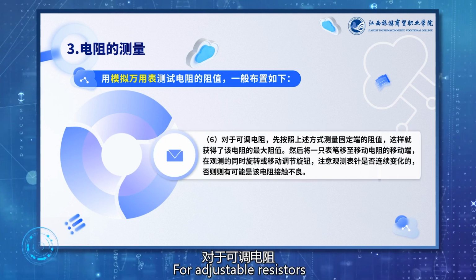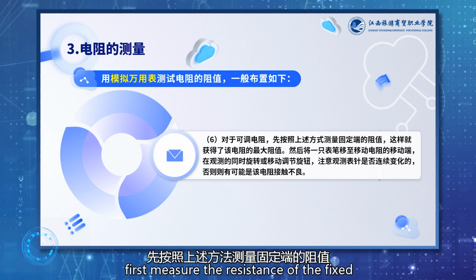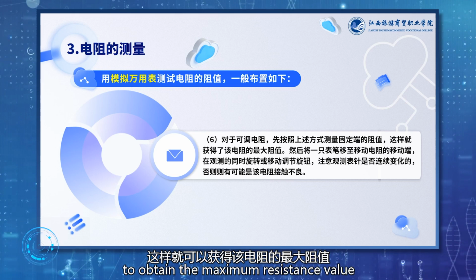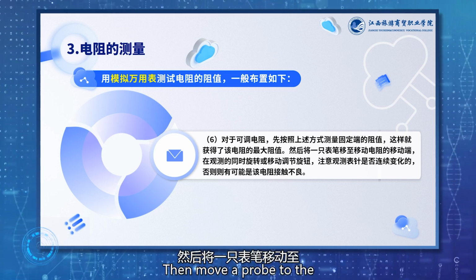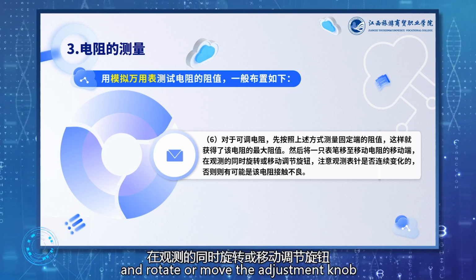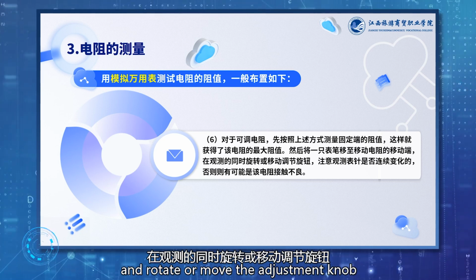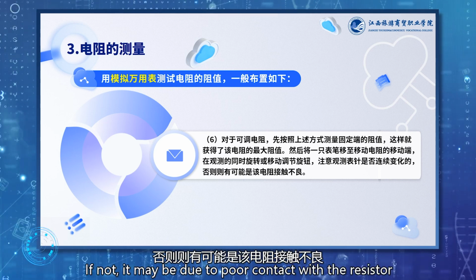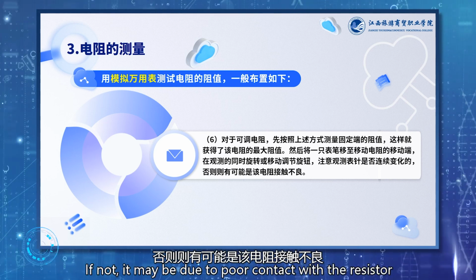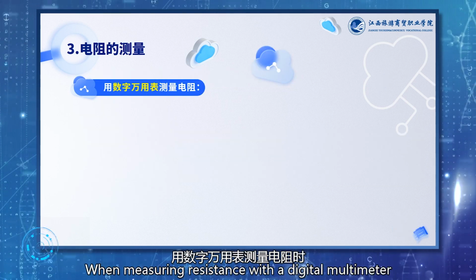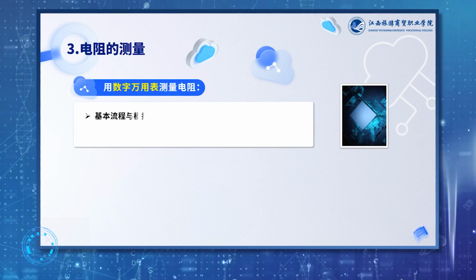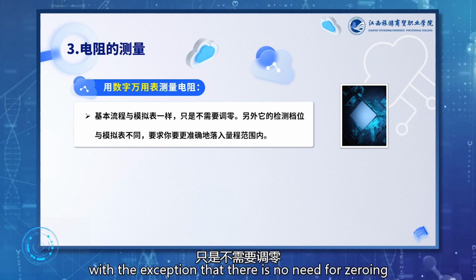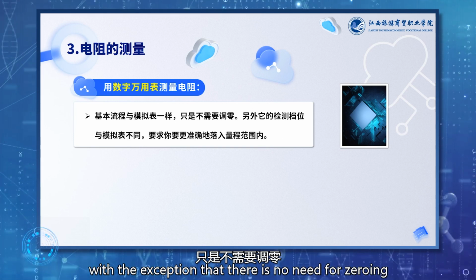For adjustable resistors, first, measure the resistance of the fixed terminal using the above method to obtain the maximum resistance value. Then, move a probe to the moving terminal and rotate or move the adjustment knob, while observing if the needle changes continuously. If not, it may be due to poor contact with the resistor. When measuring resistance with a digital multimeter, the basic flow is the same as that of analog multimeter, with the exception that there is no need for zeroing.